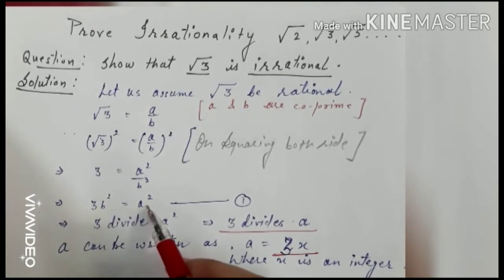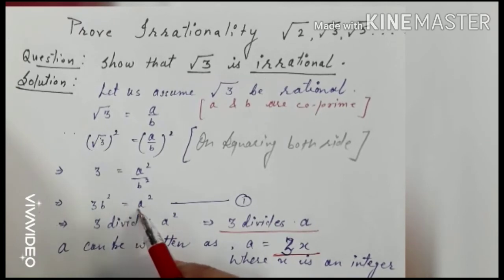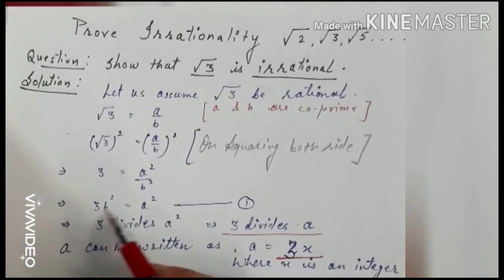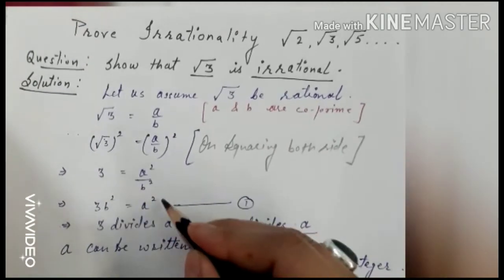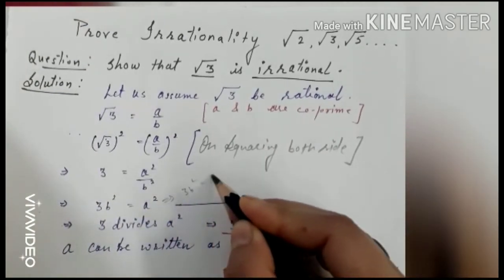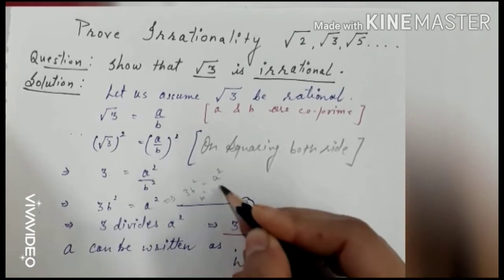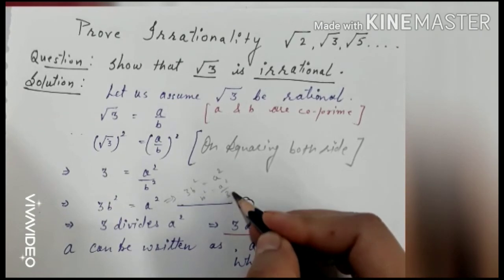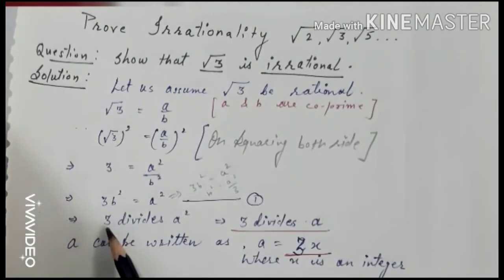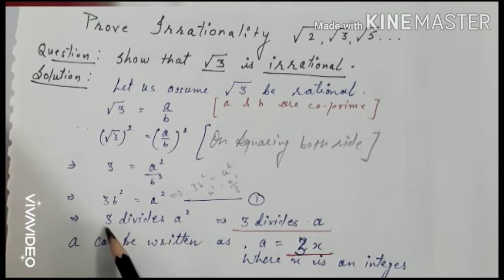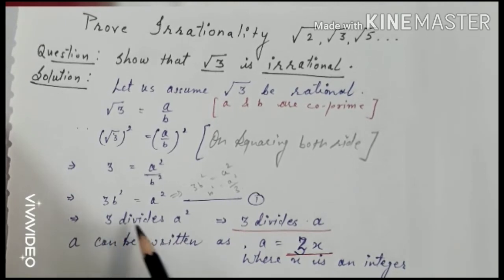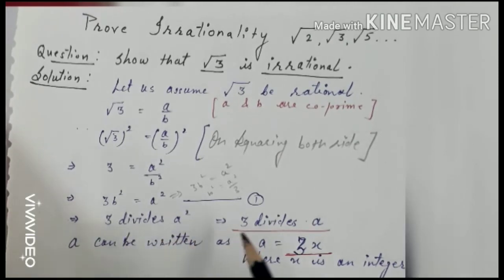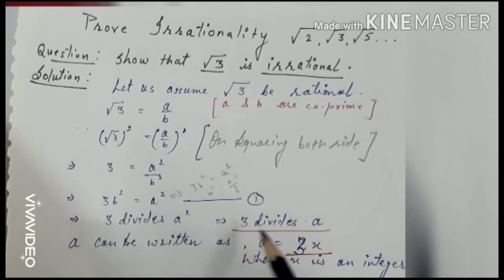This is the main thing now: 3b square equal to a square. That means 3 divides a square. How? We can write 3b square equal to a square, so b square equal to a square upon 3. That means a square is divisible by 3, or we can say 3 divides a square. This gives that if 3 divides a square, then a is also divisible by 3. So 3 divides a.